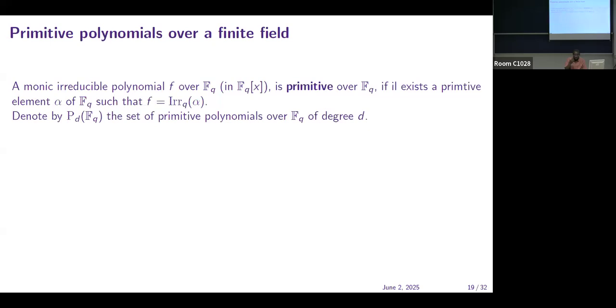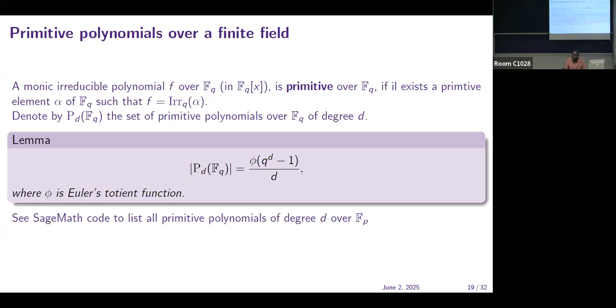Okay, the primitive polynomial is important to construct the group of invertible elements. The primitive polynomial is important to construct the unit group of the finite field. The number of primitive polynomials is given by an equality. I explain that.